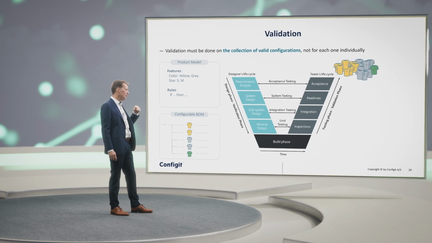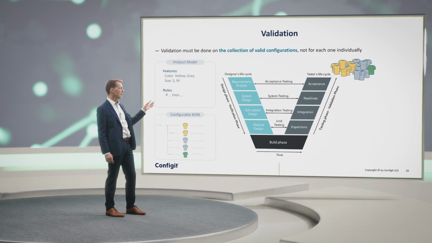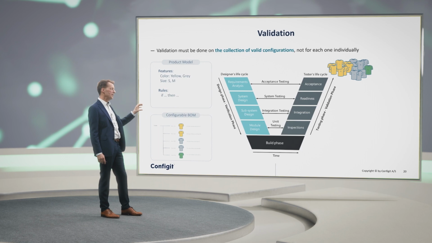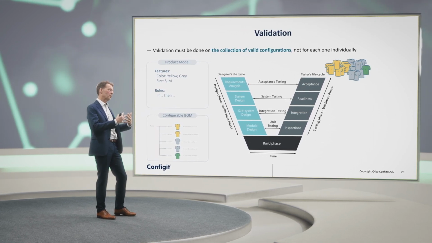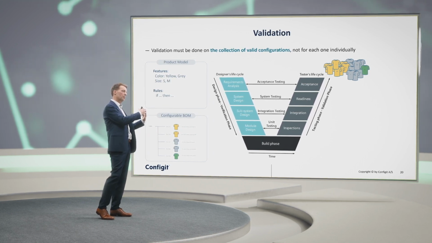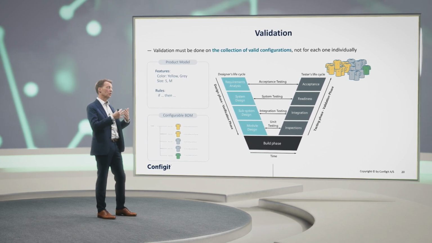And the approach that you take to that validation is that you now have to validate that this logical model with the features and rules and this configurable BOM, that they fit together, so that whenever I have a valid configuration according to my product model, and I apply that to my configurable BOM, what comes out will be a valid bill of material that will be working and will be legal and will be as it should be.